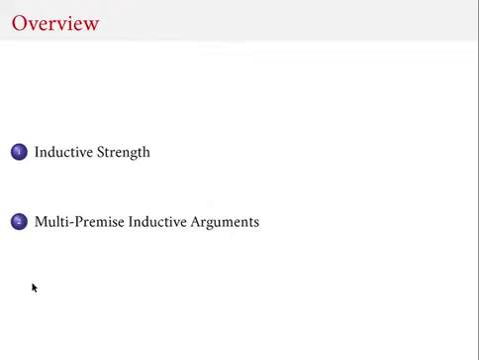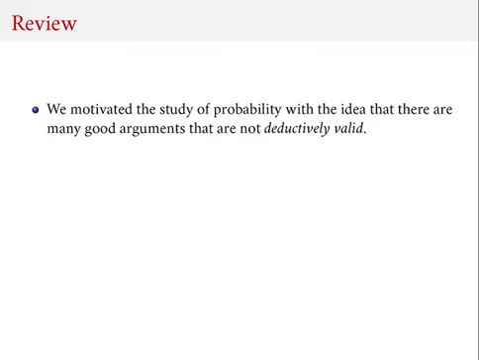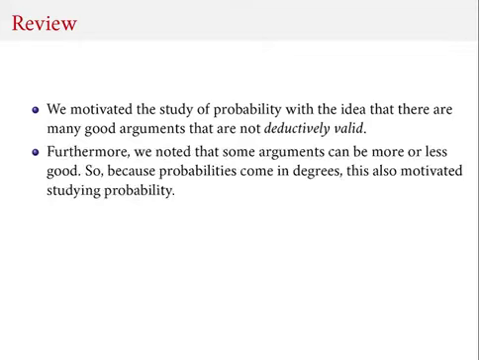So to repeat the very important insight which is guiding what we're doing right now: we motivated the study of probability in this course with the idea that there are many good arguments that are not deductively valid. And those deductively valid arguments were what we spent Unit 2 on, okay? But when we moved from Unit 2 to this unit, we were trying to figure out how there could be good arguments that were not deductively valid. And if you recall, and as I'll review in a second, we noted that some inductive arguments can be more or less good.